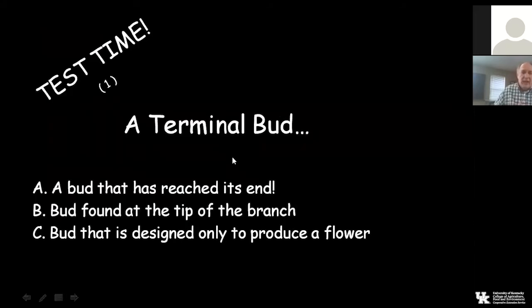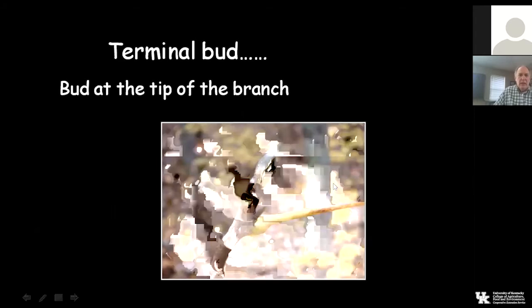But first of all, we have to have a test. This is what a lot of teachers refer to as review by taking a test. So the terminal bud: is it a bud that has reached its end, a bud that is simply the tip on the branch, or a bud that is designated to produce a flower? At the end, on the branch, or a flower? A terminal bud is the bud at the end, at the upper end. There is no more. This is the terminal bud. That's a lateral bud.